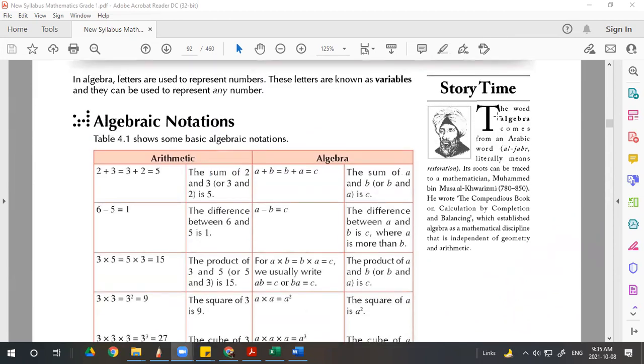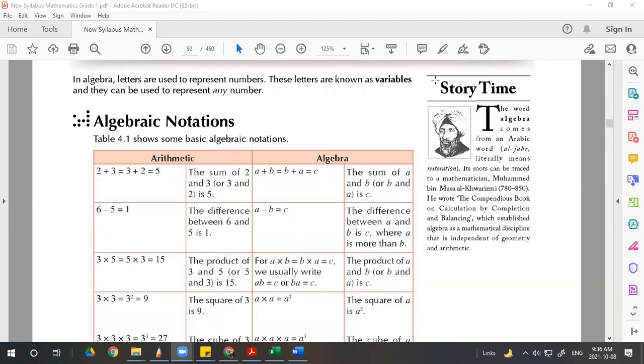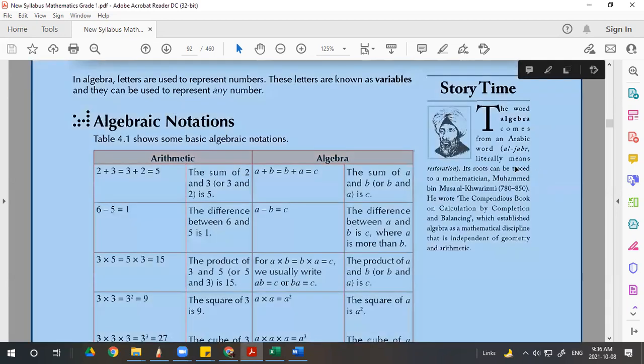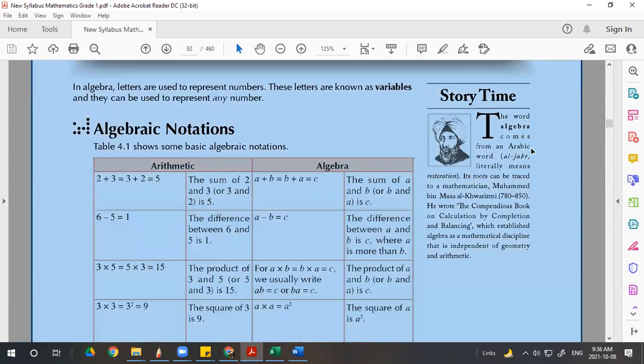So algebra was invented by him, Muhammad bin Musa al-Khwarizmi, from 780 until 850. So he lived for about 70 years to make the mess of our life today. He created algebra and made the mess in math, but it's not a mess. It is a good way to learn math.